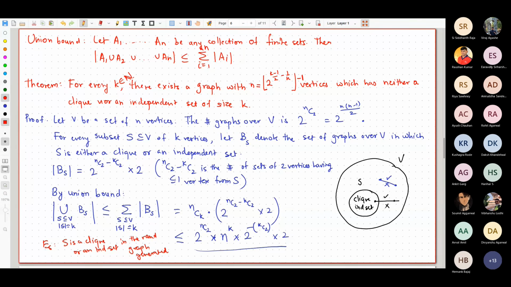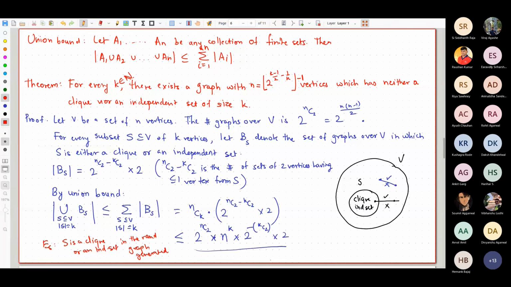Because you will divide this cardinality by 2 to the power n choose 2, and that will give you the probability. And then when you take the union bound, you will just sum up these probabilities, and the upper bound on the resulting probability will be n to the power k times 2 to the power minus k choose 2 times 2. Now, if you prove that this quantity is less than 1, then you are done.